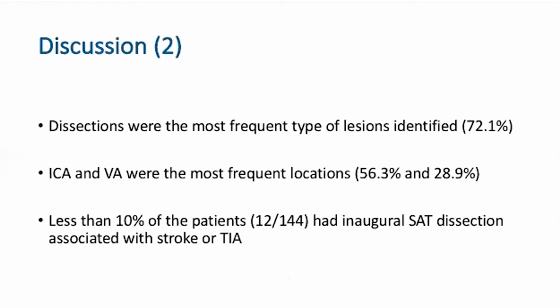Dissections were the most frequent type of lesions identified, at 72%. Internal carotid arteries and vertebral arteries were the most frequent locations, at 56 and 29%. And less than 10% of the patients of the whole cohort had inaugural supraortic trunk dissection associated with stroke or TIA.